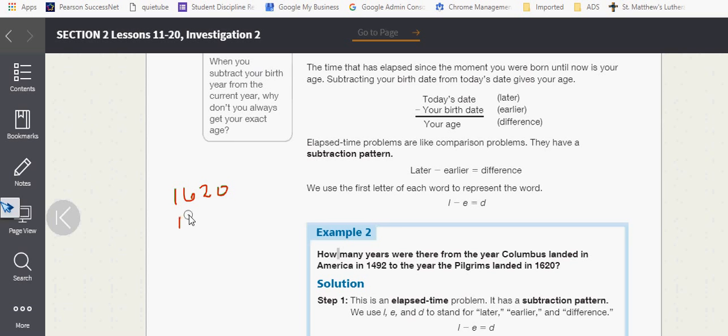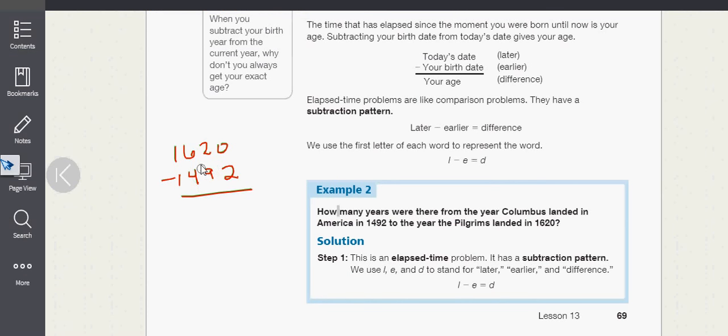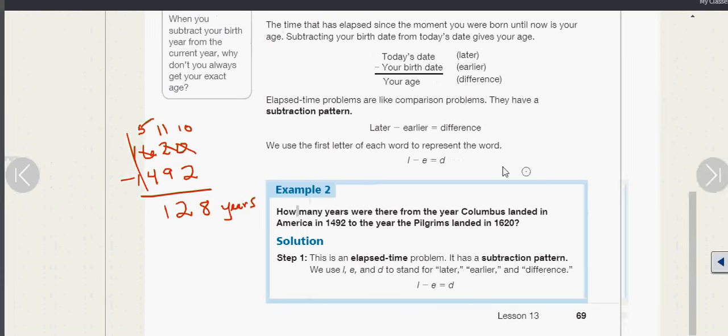And the earlier or farther away, more to the left on the timeline year is 1492 when Columbus sailed the ocean. So what was the difference in time, the elapsed time, the gap on the timeline between that earlier date and the later date? You put the later date on top and we solve like so. Okay, we did our borrowing. Take away looks like 128, don't forget to label, years earlier.